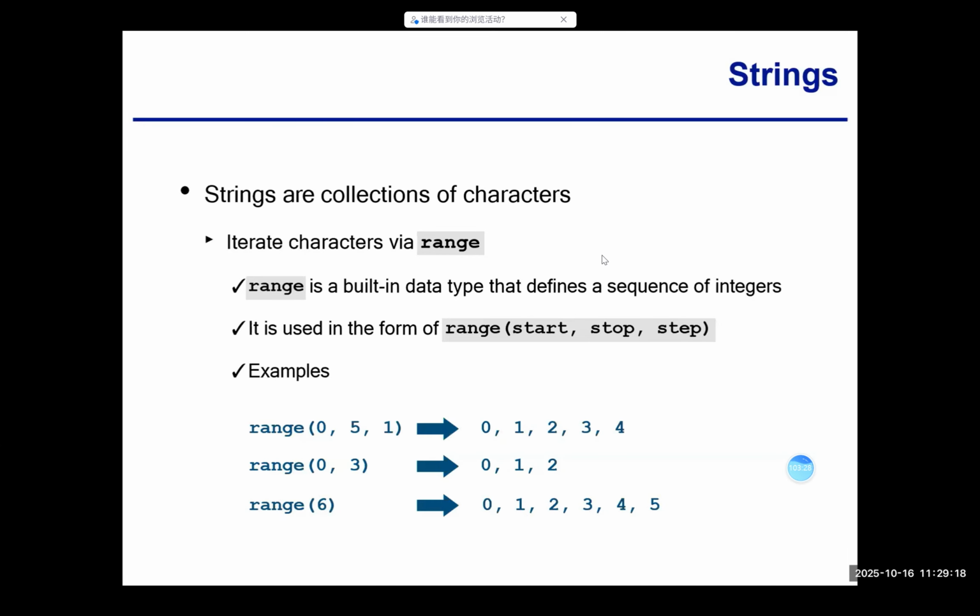So why is this useful? Let me quickly show you. For example, if you give a range function 3 numbers, 0, 5, 1, it will generate 0, 1, 2, 3, 4. If it's a range of 0, 3, it will give 0, 1, 2. You can also simply give a single integer. For example, range 6 will automatically generate 0, 1, 2, 3, 4, 5. Why is this helpful? Because later we will realize that generating this helps us.